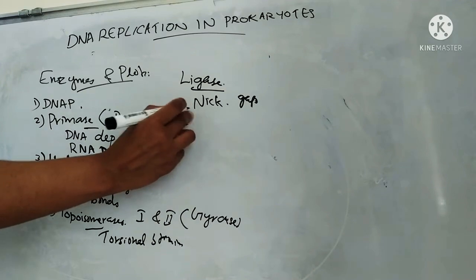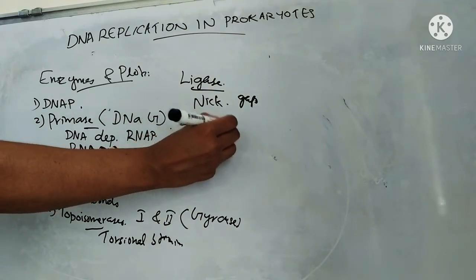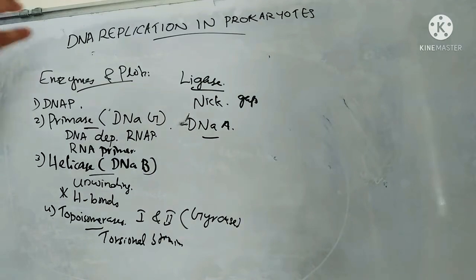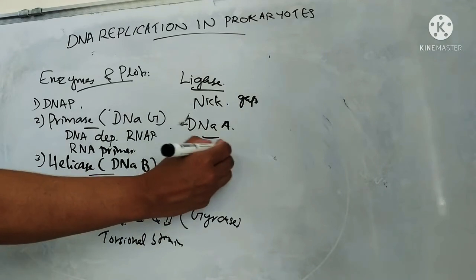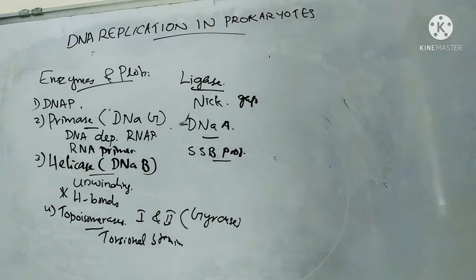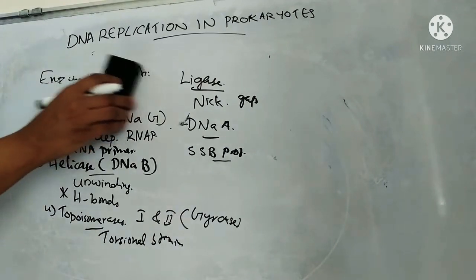Then the proteins. First one is DNA A protein. It is the initiator protein. Next one is single stranded binding protein or SSB protein. This single stranded binding protein binds with the single stranded regions of DNA in the replication fork, and it prevents the strands from rejoining. So these are the main enzymes and proteins in replication.